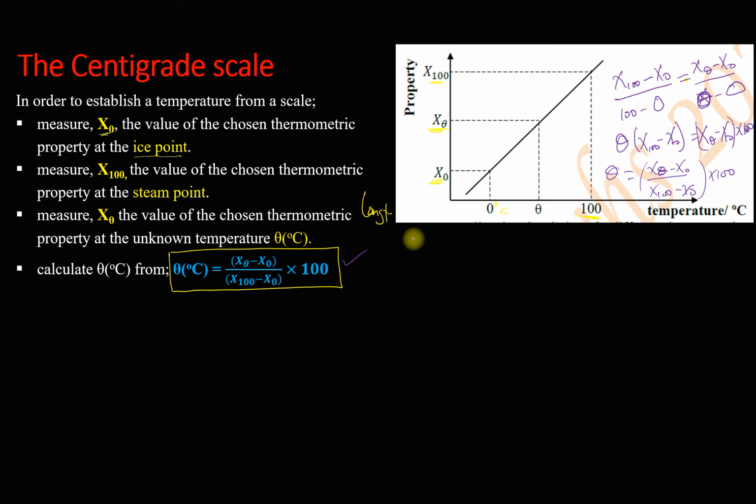So it is equivalent to dividing the range between 100 degrees Celsius and 0 degrees Celsius into 100 equal divisions, and that's what we call the centigrade scale of temperature, and it is the most common scale of temperature that we use almost on a daily basis.